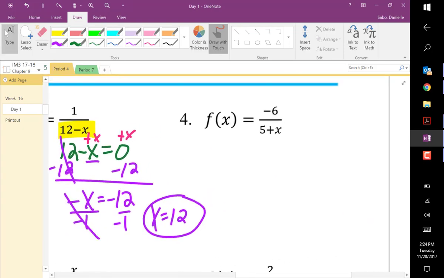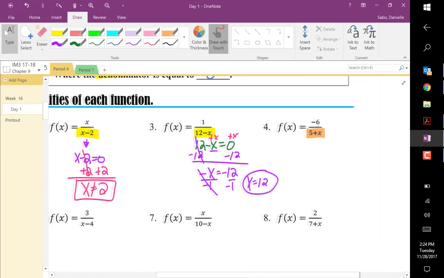Do the next one. Do this one. Actually, you know what? Let's do this one together, and then I have a task for you.